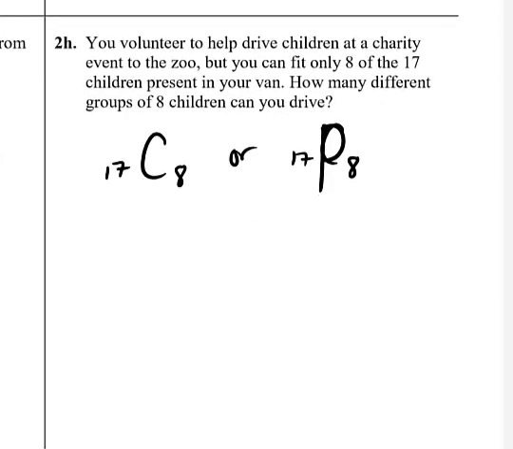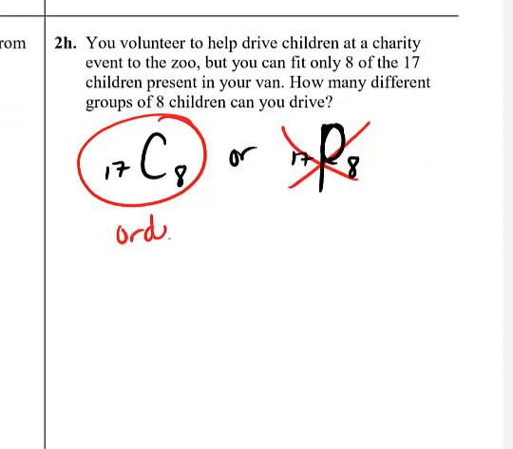Well, does order matter? I think in this one, order does not matter. Because we're choosing 8 children out of the 17. Let's say I choose those 8 children in one order. Well, they're all going to climb into my van, and then they're going to go to the zoo. But if I chose those same 8 children in a different order, they'd still all end up at the zoo. So I don't think it really matters what order you chose those 8 children in, as long as they're the same 8 children. I think that's the idea here.